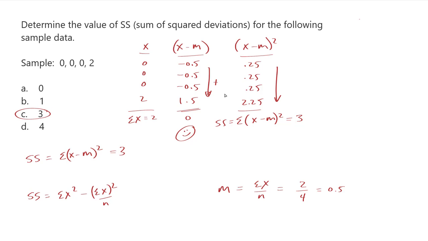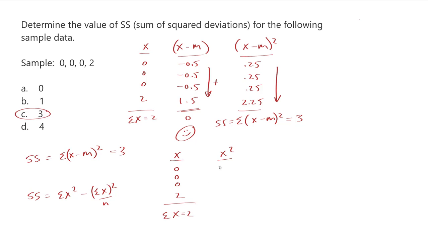Let's do this again, though, using the computational formula. So I'll put that down here. 0, 0, 0, and 2. That gives me sum of x equals 2. And once again, you don't have to do both of these formulas. I'm just showing you two different methods for getting the same result.